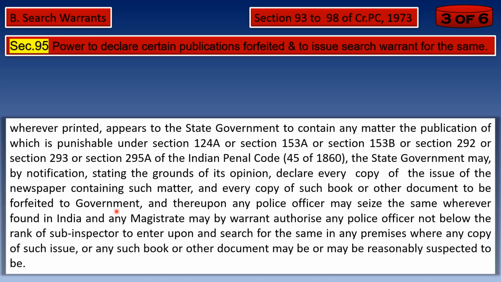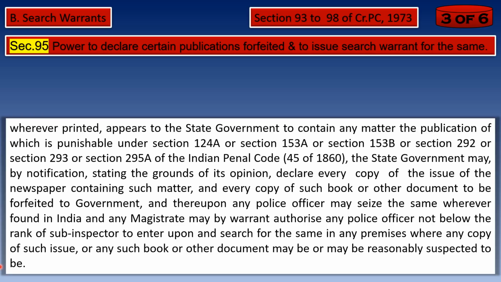to government, and thereupon any police officer may seize the same wherever found in India, and any magistrate may by warrant authorize any police officer not below the rank of a sub-inspector to enter upon and search for the same in any premises where any copy of such issue or any such book or other document may be reasonably suspected to be. So this was the bare act language. Now let's try to understand this in an easy language.